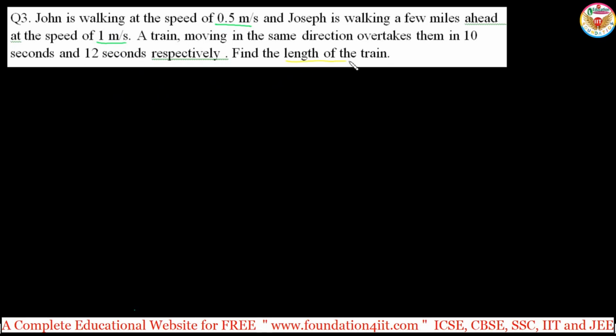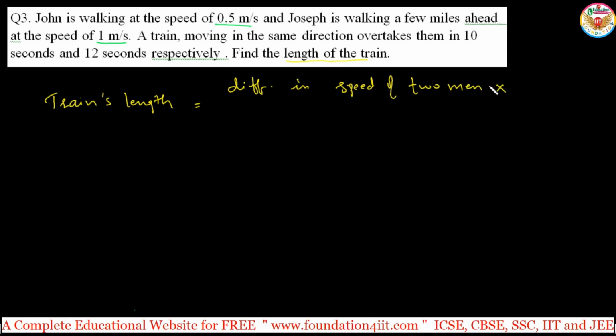So to find out the length of the train, direct question, if you want the train's length, the formula I'll write. Difference in speed of the two persons, no? So the two men, into the time here. So overtaking times, time 1 into time 2, those two persons' overtaking times, divided by the difference. So T1 minus T2.